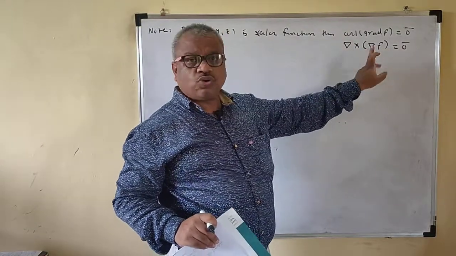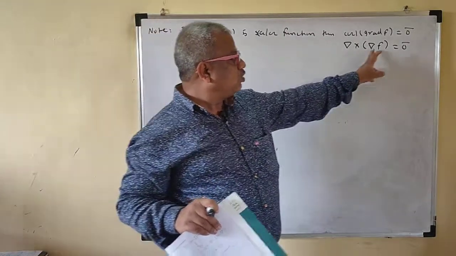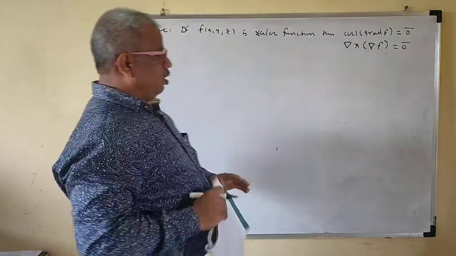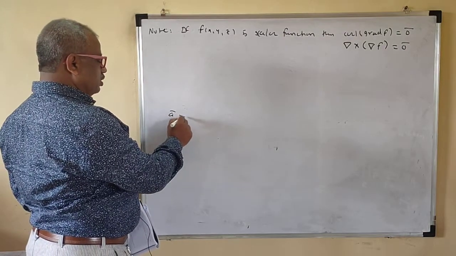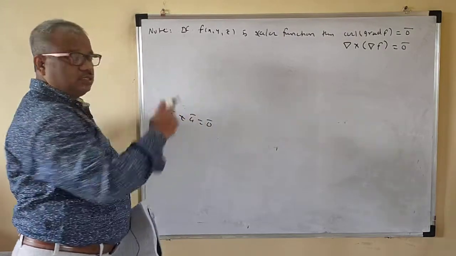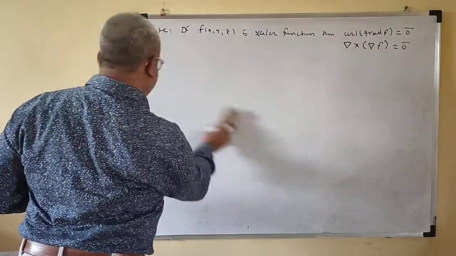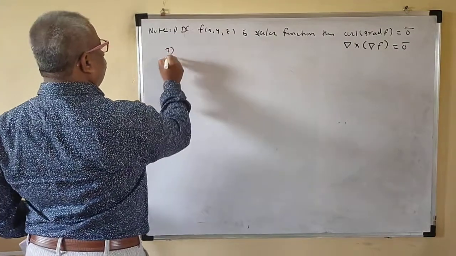So now you know that this is del f, and this is also del f. You know that a bar cross a bar is always 0 bar. Just like that. This is note 1.